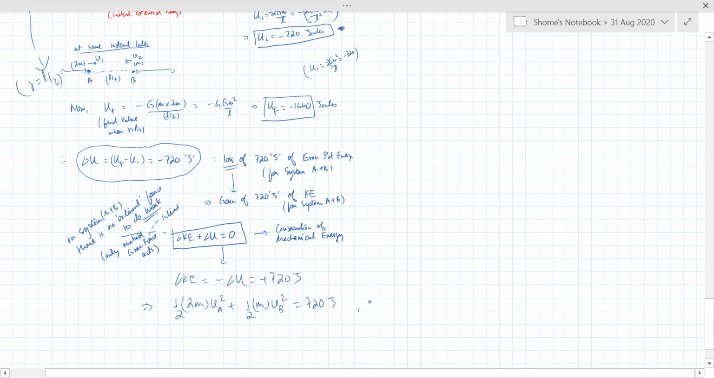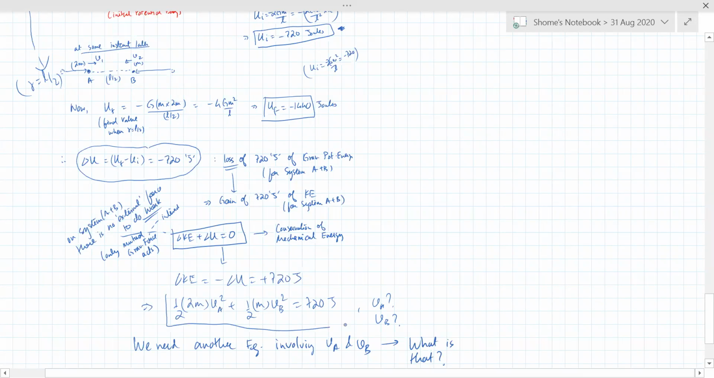Okay. Now the thing is we want to find VA and VB. So we have only one equation. We have to somehow generate another equation. Can anybody tell me where another equation will come from? So we need another equation involving VA and VB. So what is that? Where is that equation going to come from? One equation we are getting here. This is the first equation. This is coming from conservation of energy.